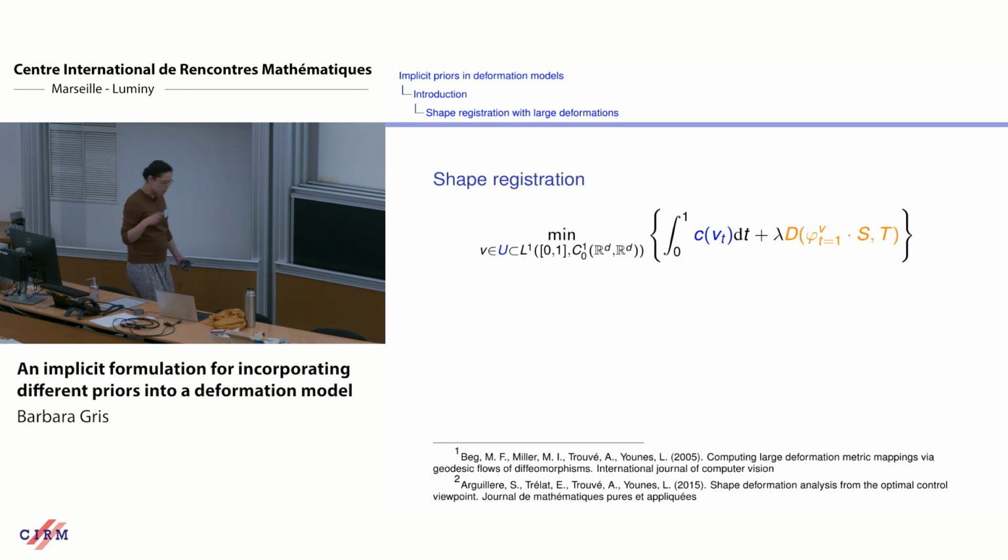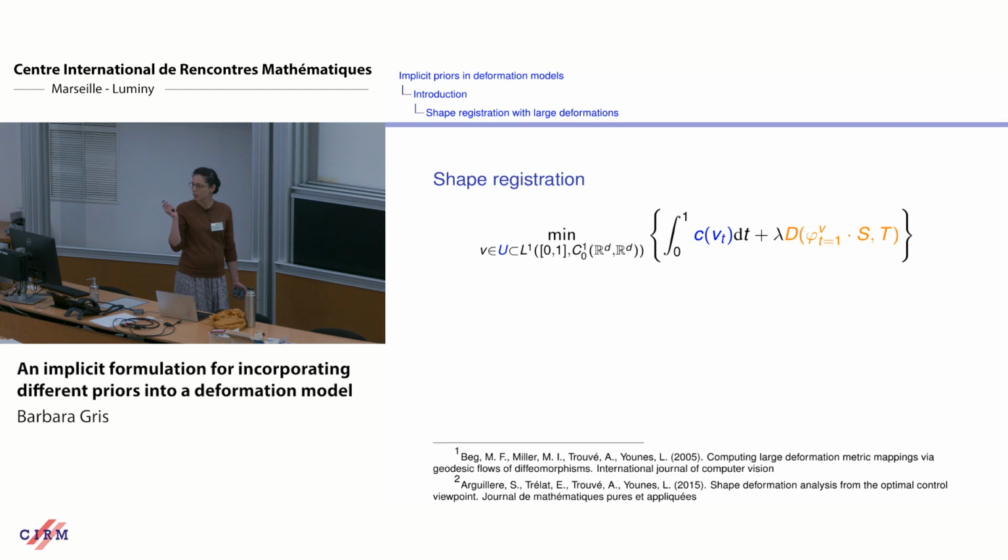Now, if we want to use this kind of trajectory of diffeomorphisms to register two shapes, what we want to do is minimize this kind of functional, which is a sum of two terms. The first term is a regularization, so you need to define a cost associated to a trajectory of velocity field. And then there is a data attachment term measuring how close the transported source is to the target.